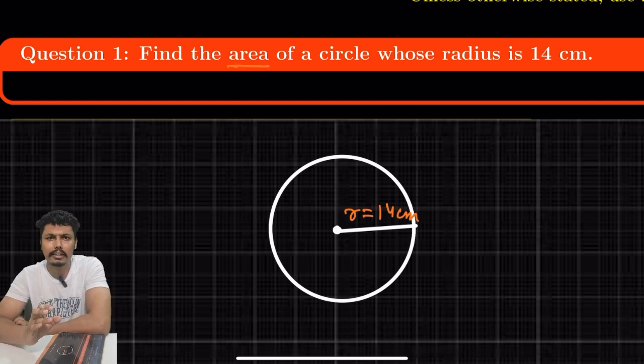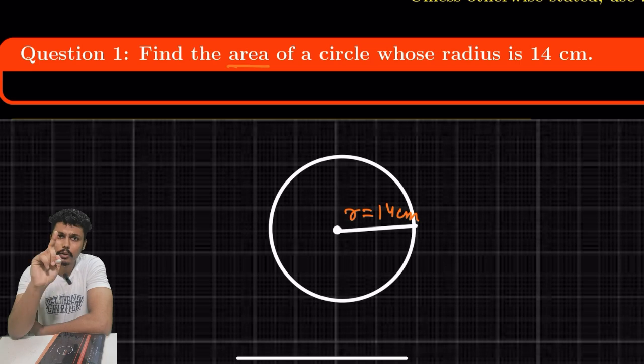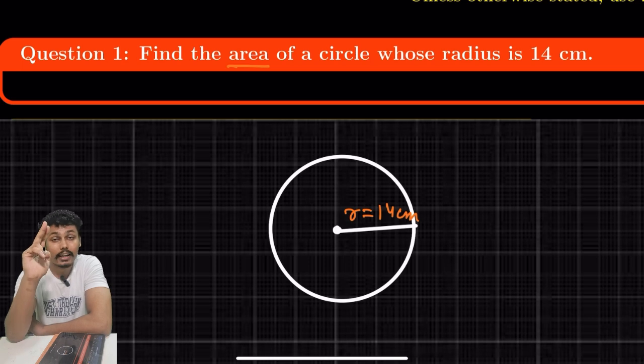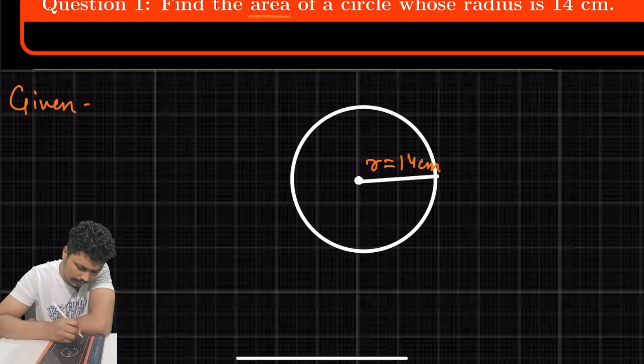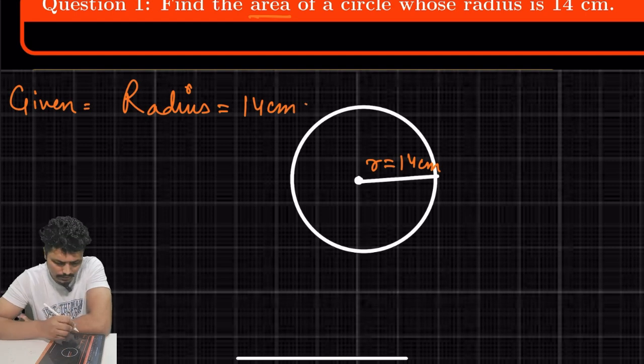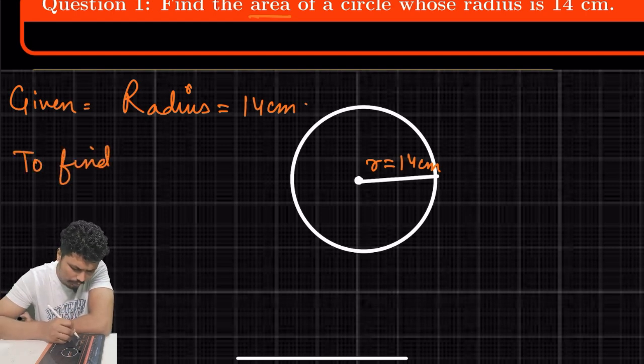While solving any mathematical question, understand this. First, what is given in the question. Second, what the question is asking us to find out. And third, which formula you're going to use. Always follow these 3 steps. First step, given: radius is equal to 14 centimeter. Second, to find: area.